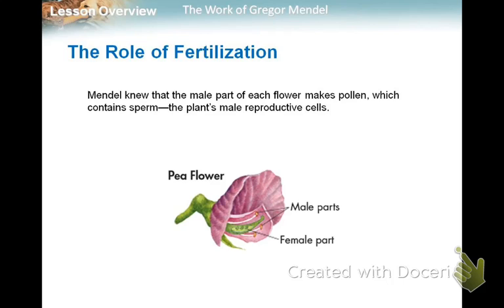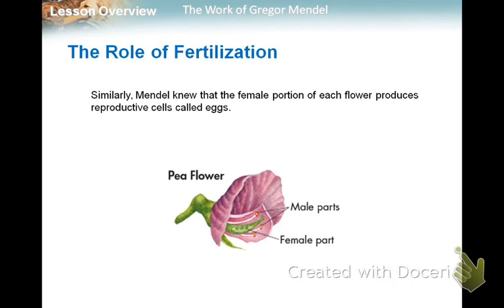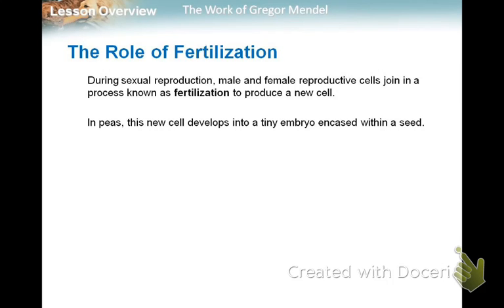What Mendel knew is that the male part of each flower, around the middle, makes pollen, and that contains sperm. Those are the male reproductive cells. He knew that the female part of the flower, which is this middle part here, made egg cells. He knew that sperm and egg cells come together during fertilization to produce a new cell. In plants, that creates a plant embryo that's encased within a seed.